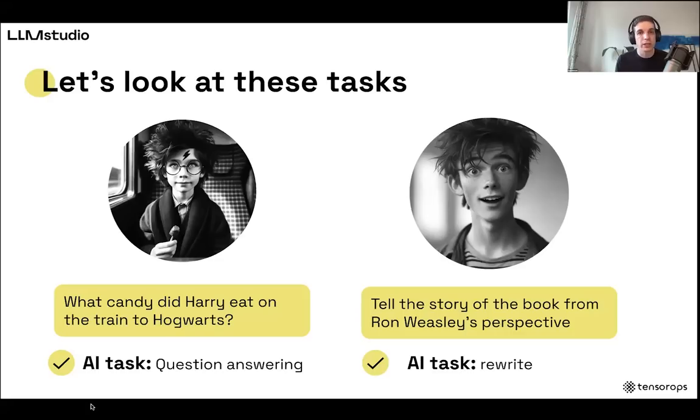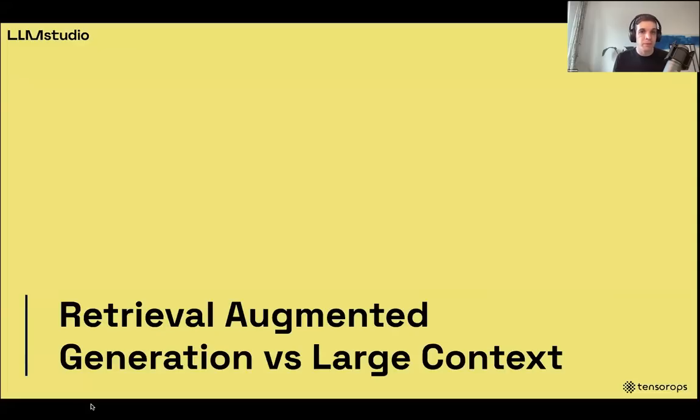And on the right, I'm going to ask, tell me the story of the book, let's say the Philosopher's Stone, from Ron Weasley's perspective. Now, that is a rewrite task of AI. And both of them are very legitimate tasks to give to an LLM. So this is going to help me demonstrate the concept of using RAG versus large context.